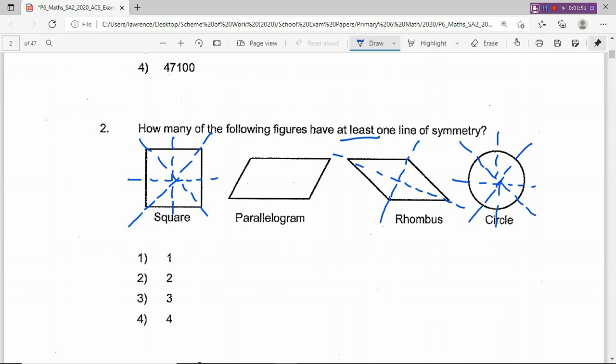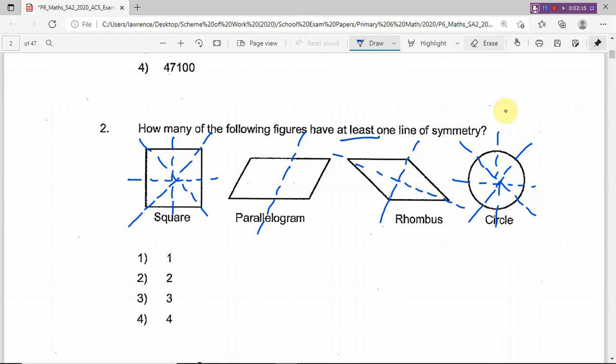So it's uncountable. Now for parallelogram, you'll find that you don't have any line of symmetry. Some of you will try to cut it this way. But if you cut it this way, what will happen? You'll find that when you try to fold the parallelogram across the line of symmetry, it doesn't fit on one side. So they are not equal, right? Both sides are not equal. So parallelogram has no line of symmetry.